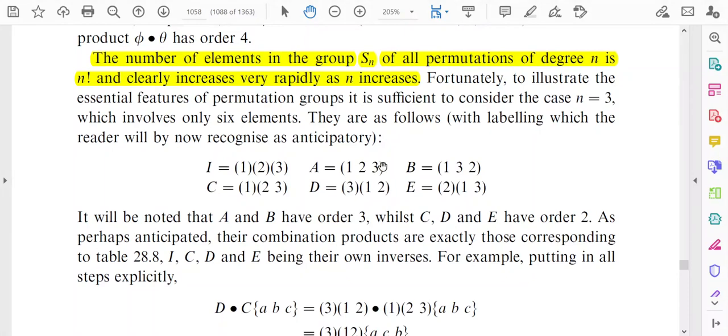Suppose we are writing here A is equal to 1, 2, 3, but why are we not writing 2, 3, 1 or 3, 1, 2? It is because 2, 3, 1 or 3, 1, 2 are not new elements. I will show you one example, then you realize that those elements are similar to the elements given here.